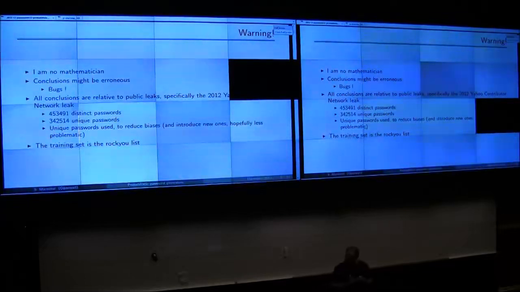Anyway, this work is about public leaks, because as I no longer work in the security industry, I cannot have access to customers' passwords. So I am going to talk about the Yahoo Contributor Network leak, which happened a few months ago, and which has a ton of clear text, which makes it extremely good for that kind of test. And every time I talk about the training set, it will be the RockYou list, because it's the best thing ever.